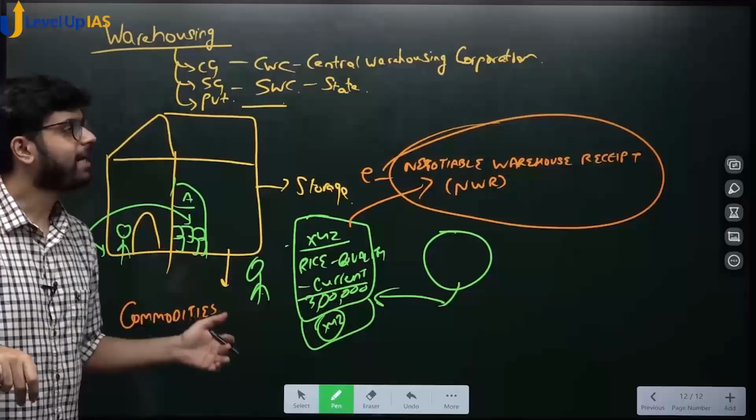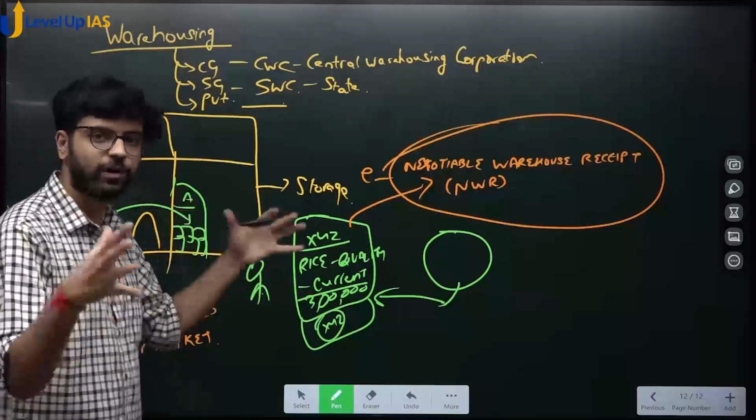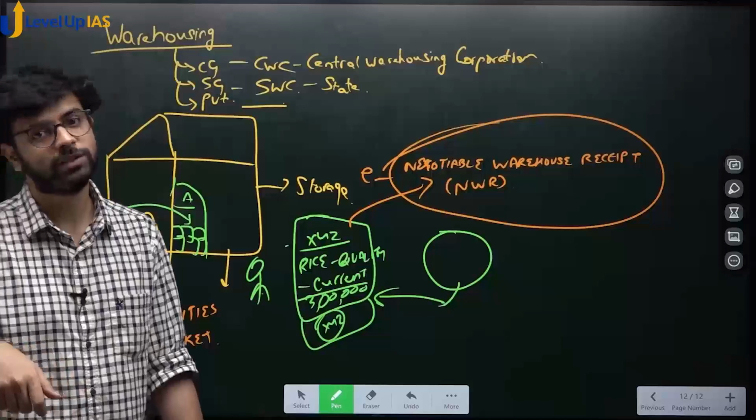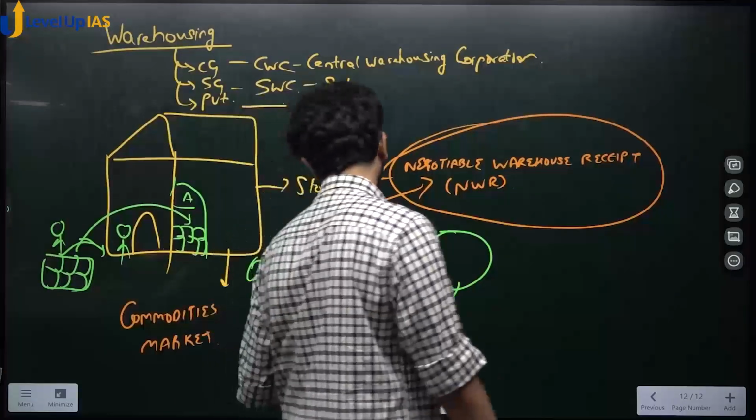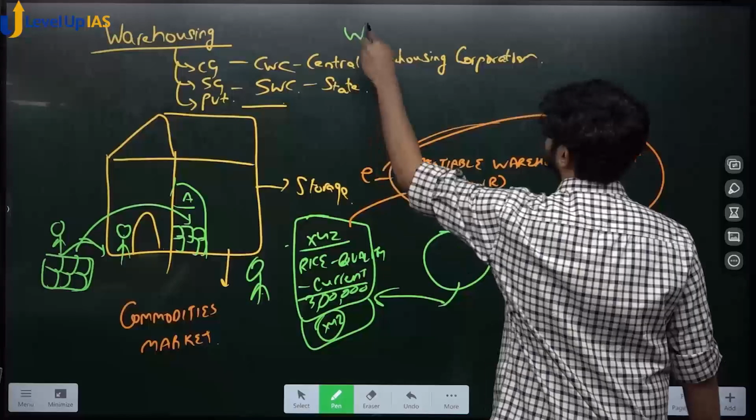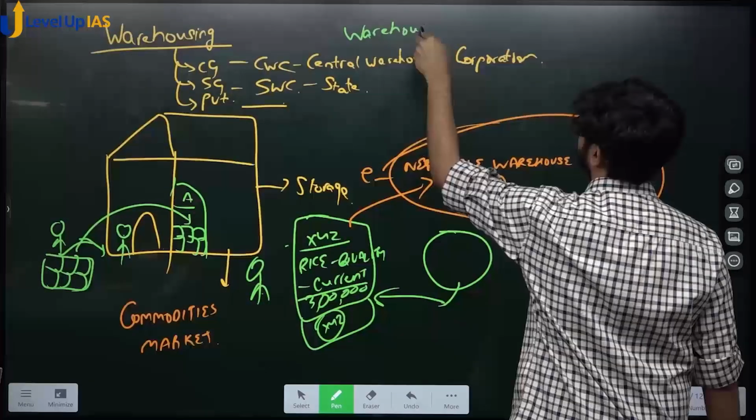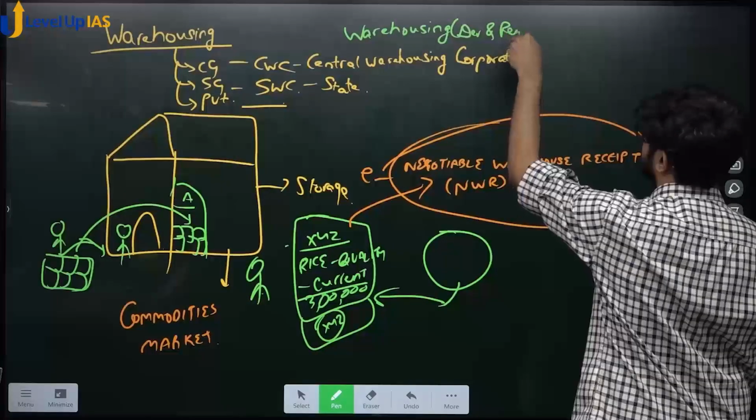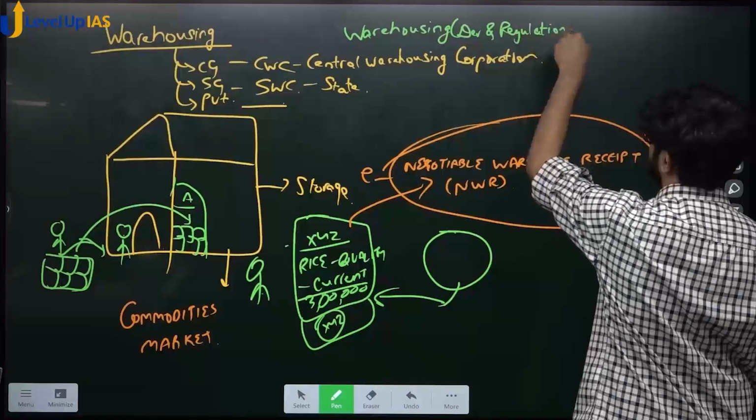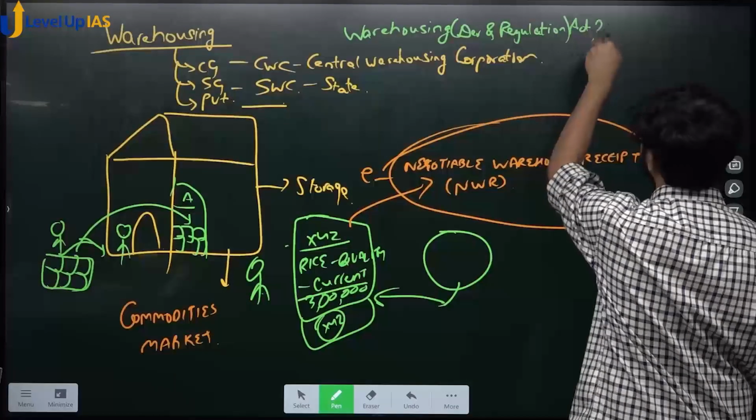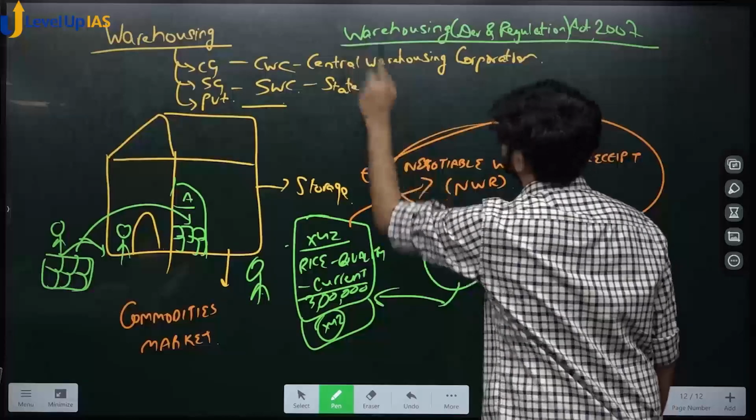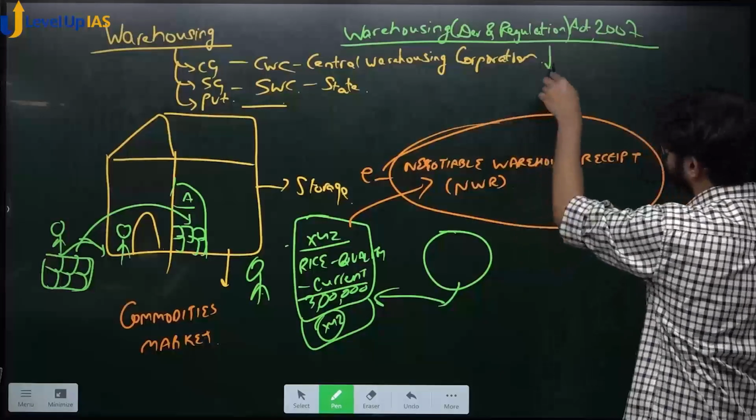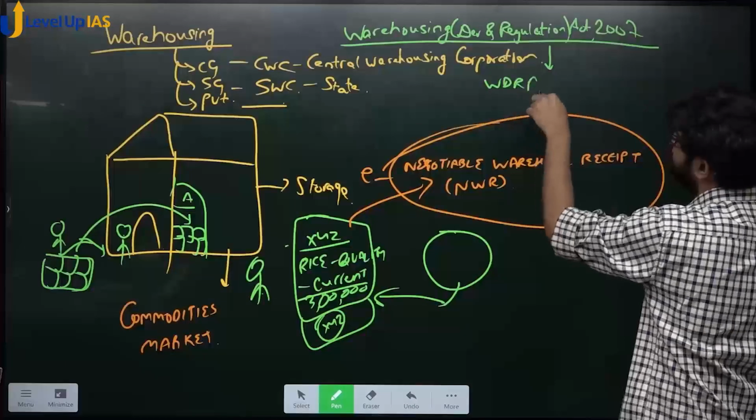Now the central government enacted an act to organize the warehouses in India. That act is called the Warehousing Development and Regulation Act 2007. Very important. And that act introduced a statutory authority called the Warehousing Development Regulation Authority.